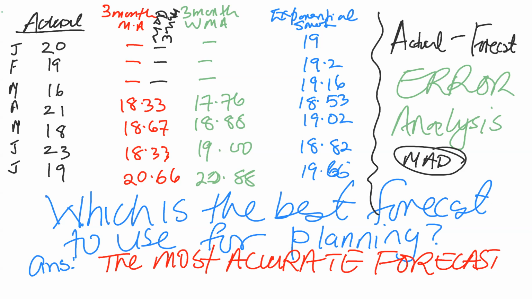So it's 21 minus 18.33, and that is 2.67. Good. And then for May, it is 18 minus 18.67. That actually gives you negative 0.67. But remember, the absolute says you must simply write it down as 0.67. So you ignore the negative sign, right?